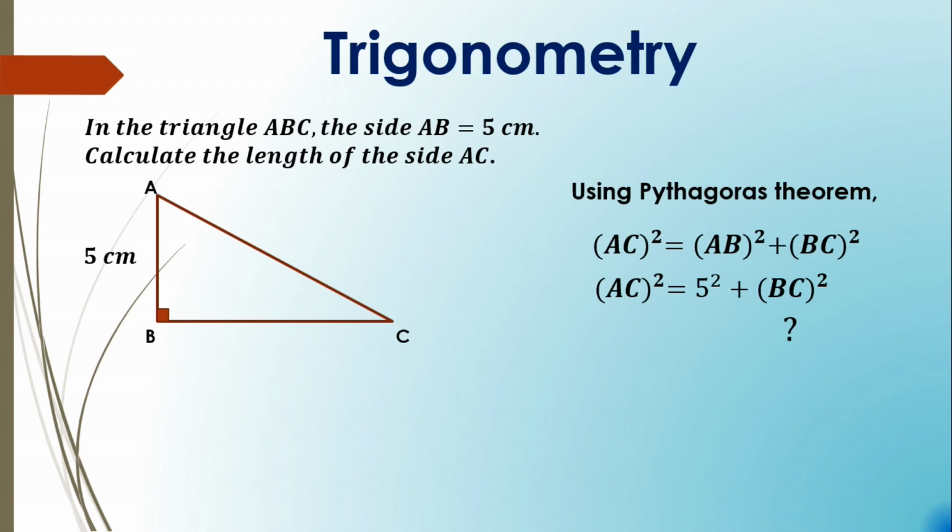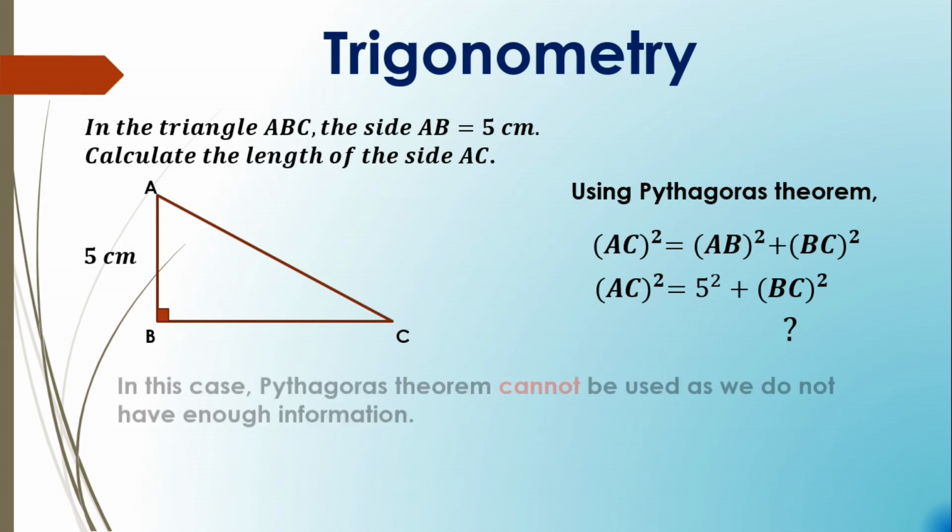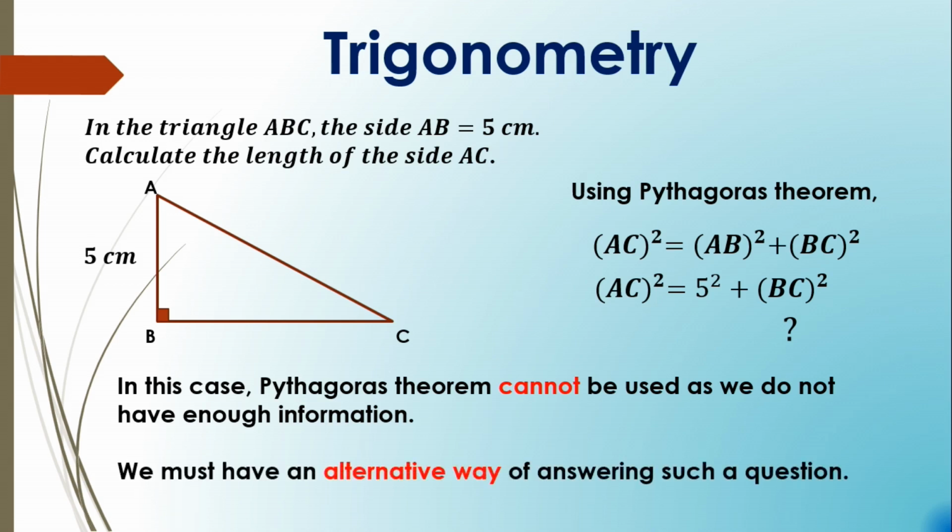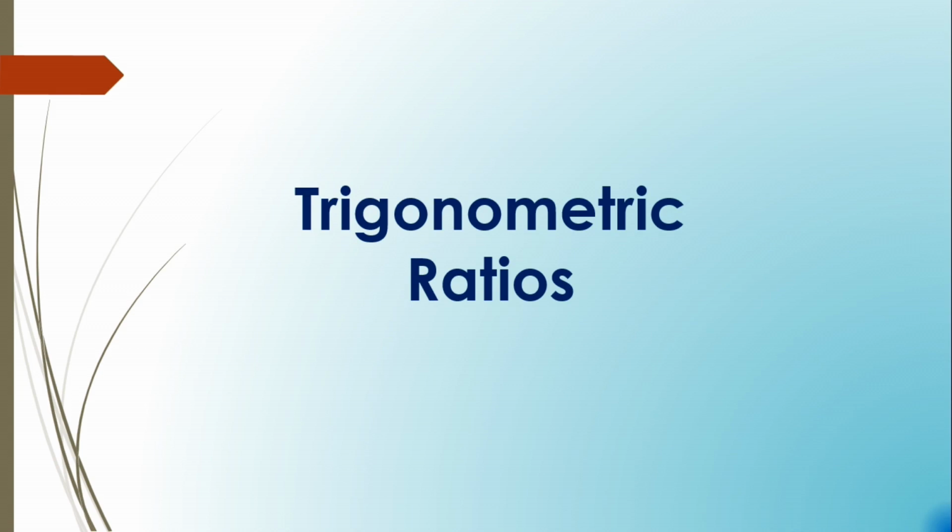That is, we have an equation with two unknowns. Both AC and BC are unknown, so we cannot proceed further with this equation. In this case, the Pythagoras theorem cannot be used as we do not have enough information. So we must have an alternative way of answering such a question. So here comes the importance of trigonometric ratios.